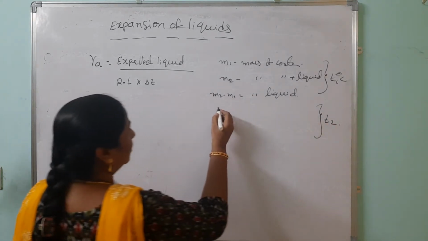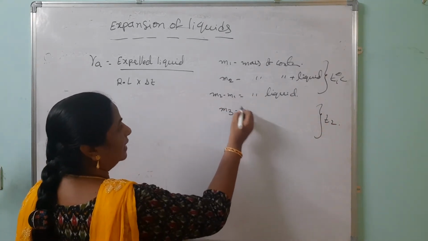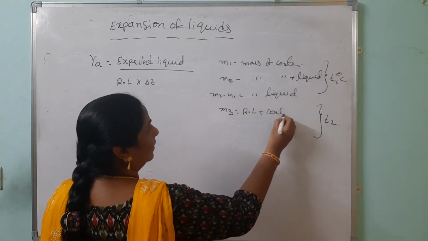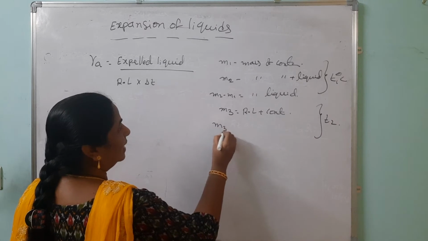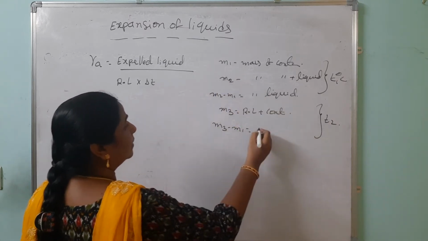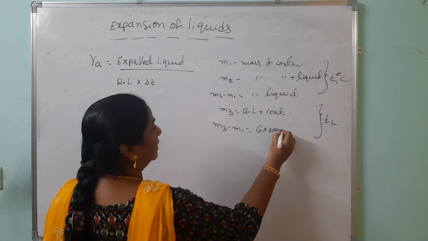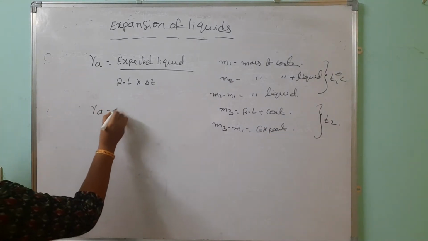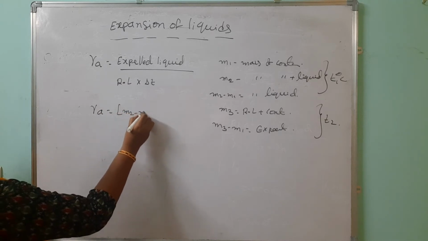We can take one more reading, M3. M3 is the remaining liquid plus container. Then M3 minus M1 gives the remaining liquid, and M2 minus M3 gives the expelled liquid. So how do we write the expression here? Gamma equals M2 minus M3.